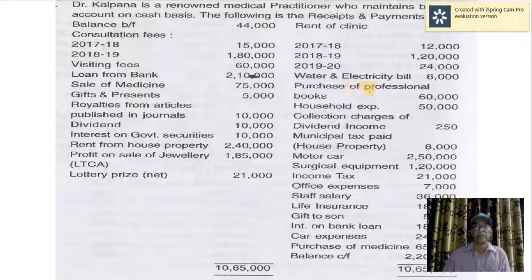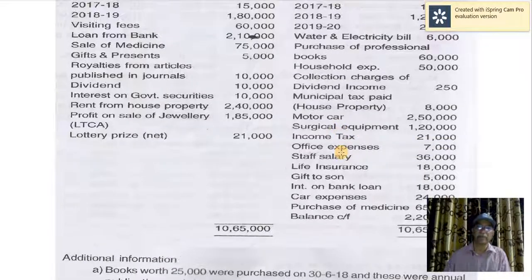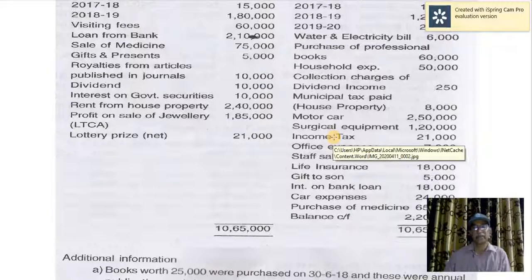Then collection charges of dividend income. If dividend income is exempt, any expenses connected to that are not allowed. Then municipal tax paid, that is relating to house property, therefore that is not allowed as a professional expense. Motor car, that's not allowed, whereas depreciation is allowed. Surgical equipment, that's not allowed, but depreciation on that is allowed. Income tax is a private expense, a personal expense, therefore that is not taken as a professional expense.